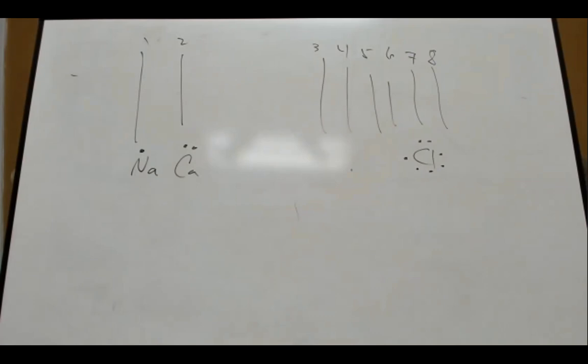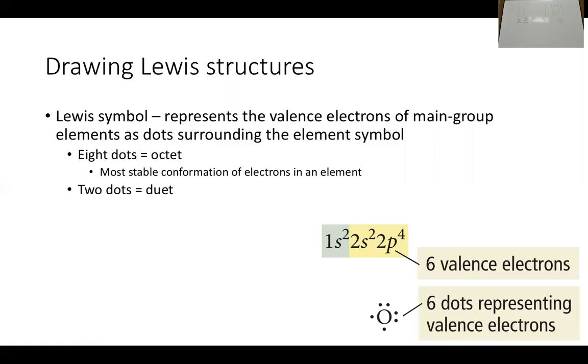Now the question arises, what's the goal, right? What's the goal when we talk about doing these models, when we talk about binding things? And so let's go ahead and go to the PowerPoint slide. And so here is the goal. The goal is to get what's known as an octet, which is, you know, the most stable conformation of electrons in an element, right?